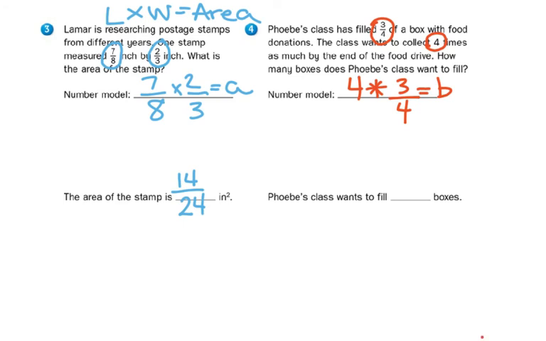We're going to go ahead and multiply straight across. 4 times 3 is 12. 12/4. So I'd ask myself, how many 4s are there in 12? There are 3. So Phoebe's class wants to fill 3 boxes.